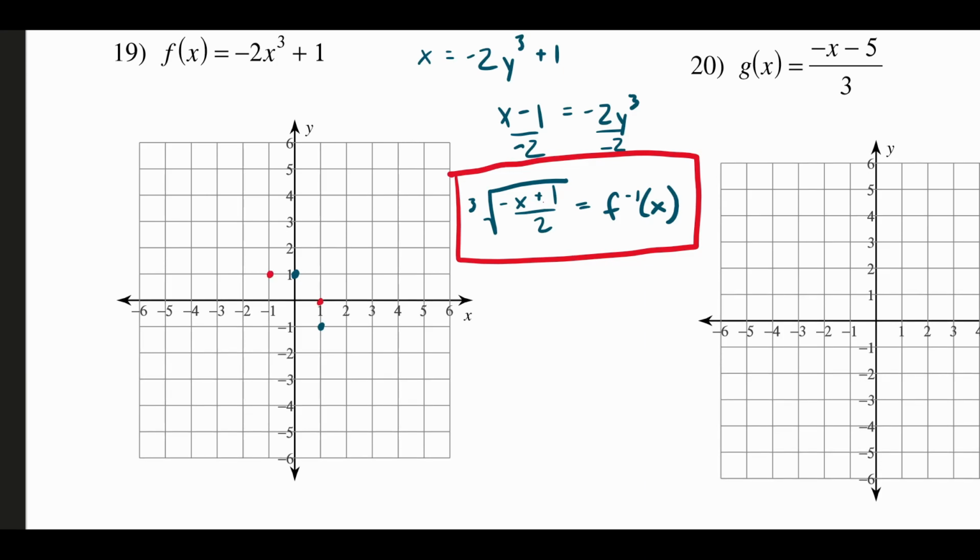Now let's try to find something in between these. Let's try 1/2. If we plugged in 1/2, we're going to get -2 times 1/2 cubed, which will result in 1/8, plus 1.